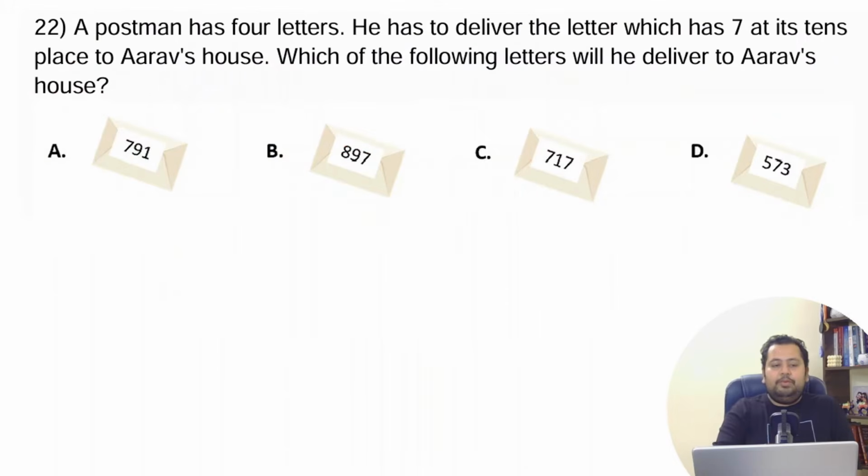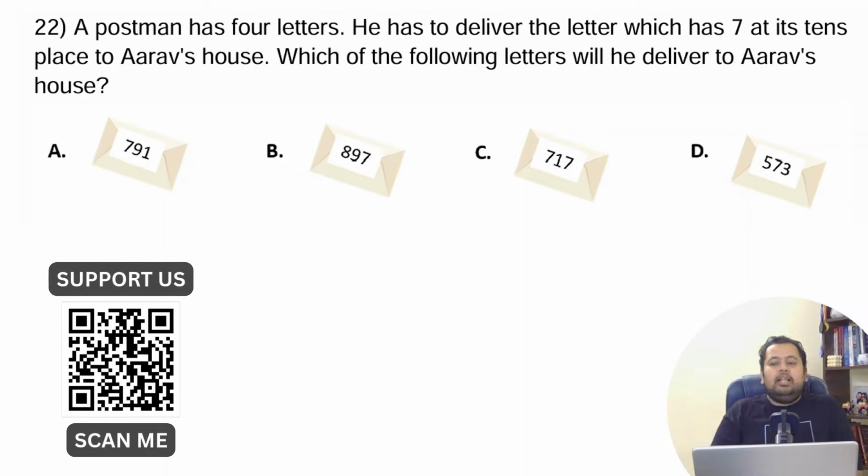And now we move to question number 22. A postman has four letters. He has to deliver the letter which has seven in its tens place to Arav's house. Which of the following letters will he deliver to Arav's house? So the postman has four letters. You can see all four in the options. He will only deliver that letter that has seven in the tens place to Arav, right? So you have to find out which of the letters contains a number that has seven in the tens place. Solve it first and then look at the solution.